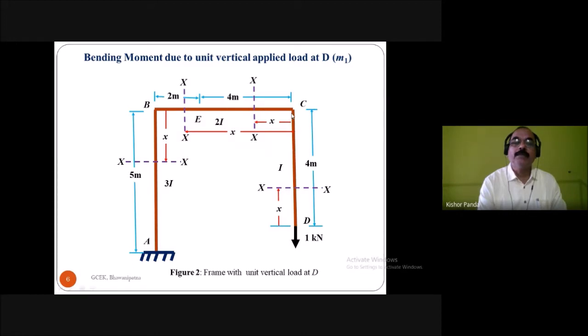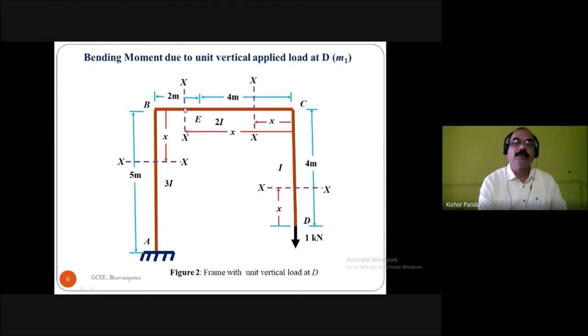Similarly, take another section at a distance x from the point C. What is the moment here? The unit load is present at point D, at the free end. Due to this unit load, the moment is 1 into the perpendicular distance x. So here the moment is minus 1 into x.